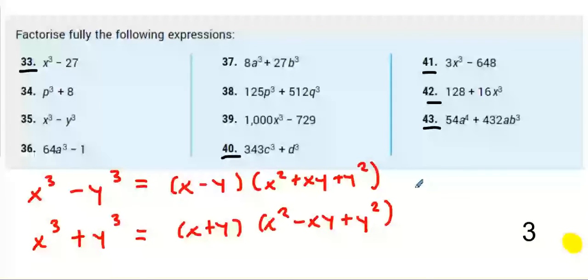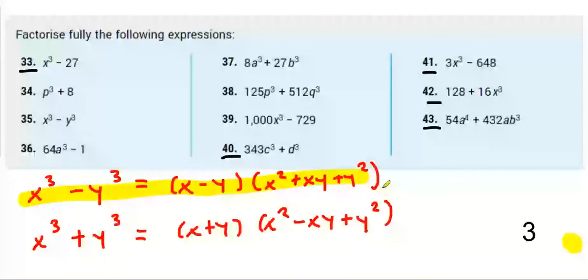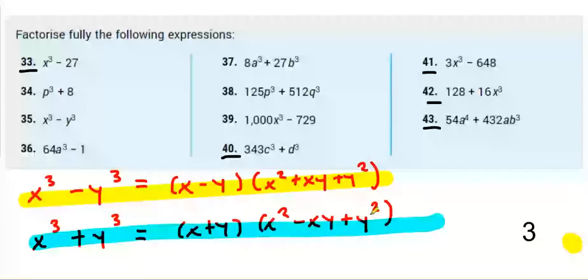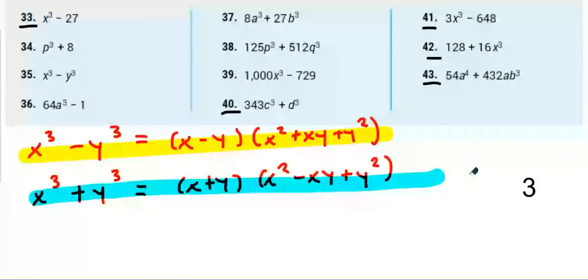Now, which option is it? Should I choose the top option or the bottom option? Yellow or blue for 33? I'm going to choose yellow. Okay. Now, with question 33 with the yellow one, what are we going to change 27 into? Anybody? 3. Okay. So it's going to be x cubed minus 3 cubed.